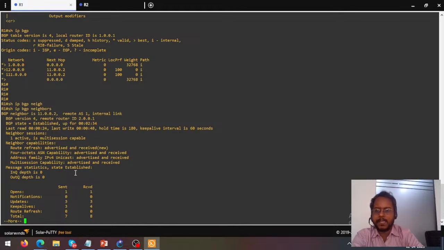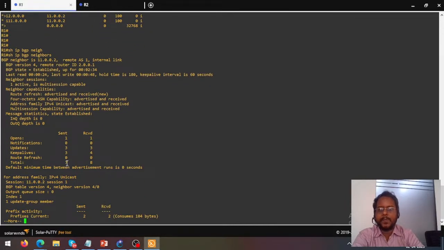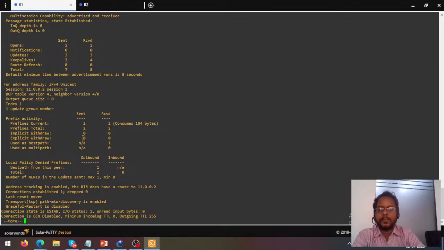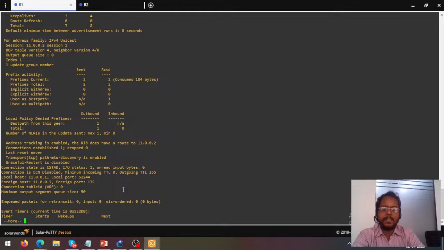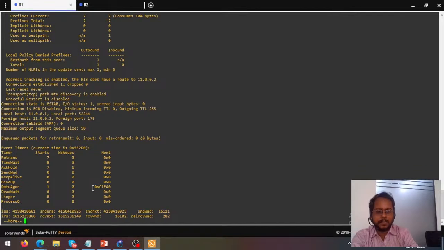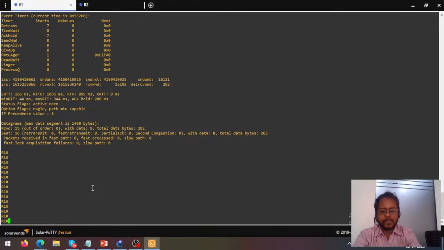Neighbor sessions 1 is active. It is showing the detailed output of all the packets also, like open, notification, updates, keepalive, refresh. So it's giving a lot of information about the neighbors, and it is more than any routing protocol. It is more than OSPF or EIGRP, because I've already told you it is the backbone routing protocol. It's used in the ISP backbone, so it is a huge protocol. So it has a lot of things, and you can get a lot of information here: how many packets are sent, received, everything.